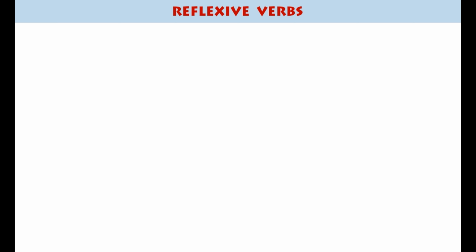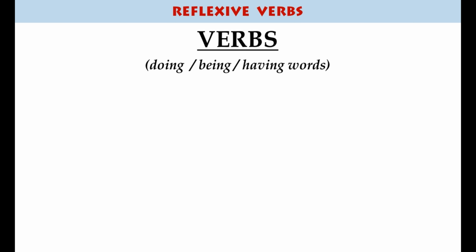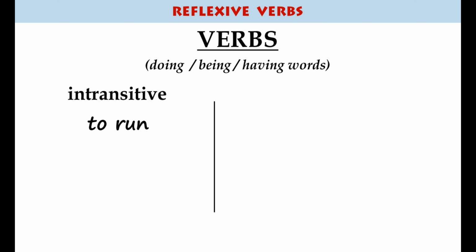Let's take this right down to the fundamental level so that we know what we're dealing with. We're talking about verbs, which, as you know, are doing words or being words or words of action. Now, verbs fall normally into two categories. You've got intransitive verbs, and those are verbs which are just an action. You're just doing something, you're running, going. So verbs like to run, to go, to be, to travel, those are your intransitive verbs.